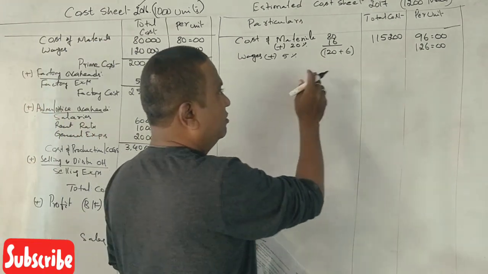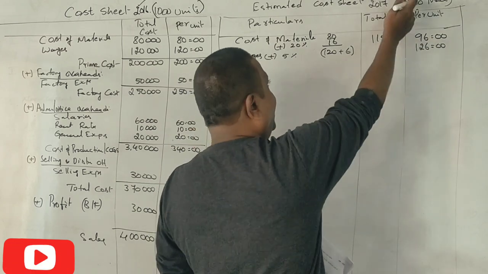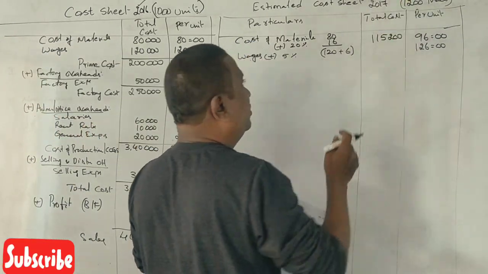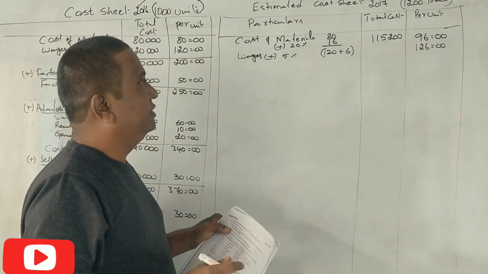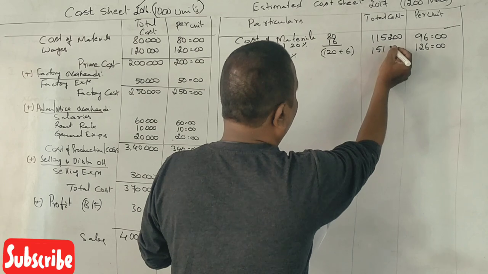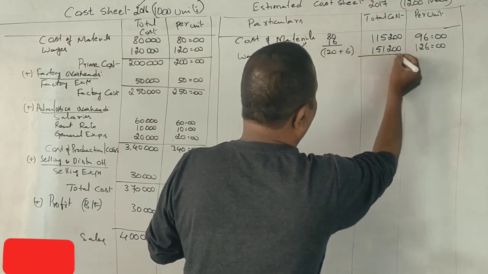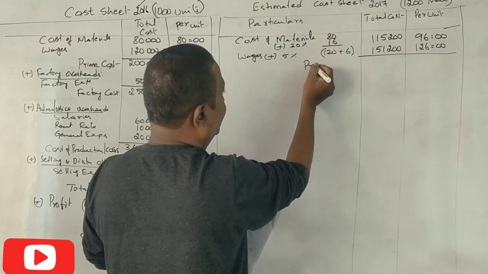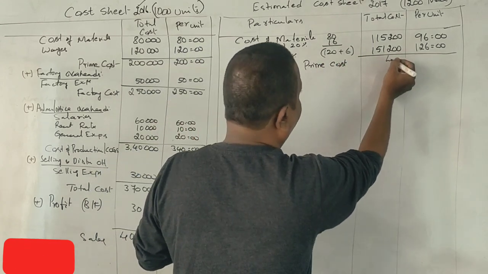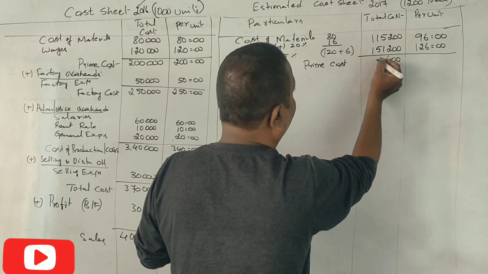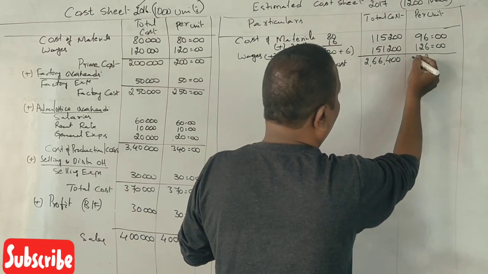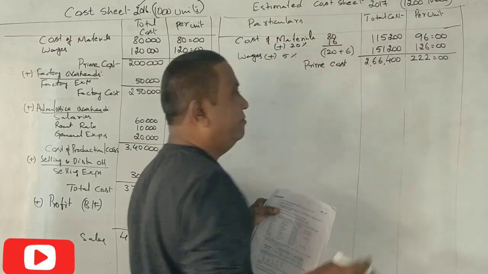Okay, you got it now. Now 126 is per unit. What is for 1200 units? 126 into 1200 is 151,200. Now this is your prime cost. Right, sir? Correct or not? Yes, the total comes to 266,400. This is 222 rupees per unit.